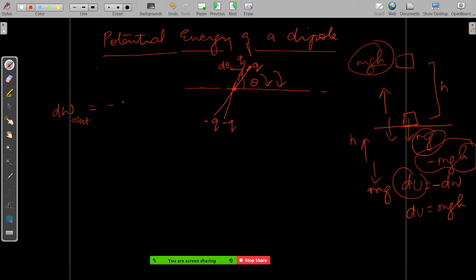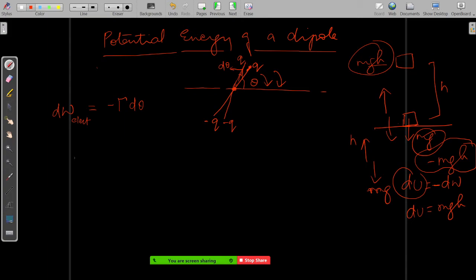So that will be what? Torque d theta. That is the work done. The negative sign basically means it is negative work done, because the torque is acting in the opposite direction and the movement of theta is in the other direction. Correct? Good.